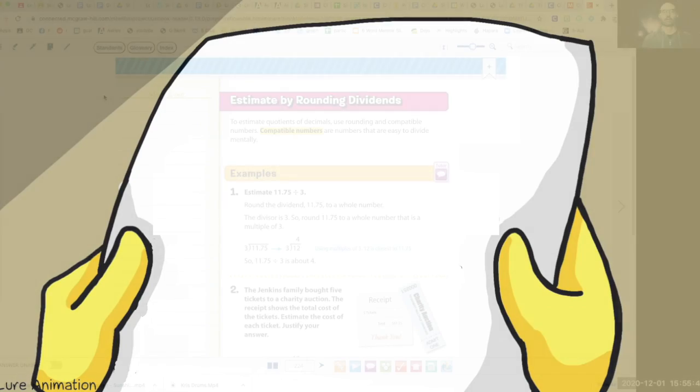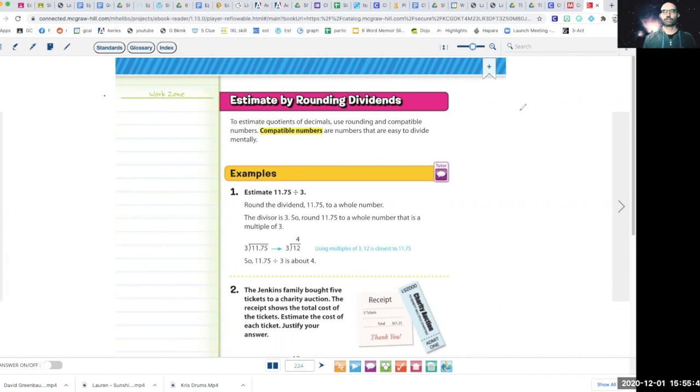We're going to use compatible numbers to help estimate the answers to division problems. Compatible numbers are just numbers that are easy to divide. Let's look at some examples. Please go to page 224 in your book, page 224, and we're going to look at some examples.